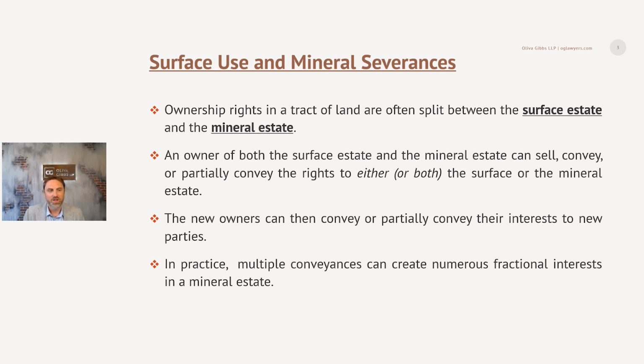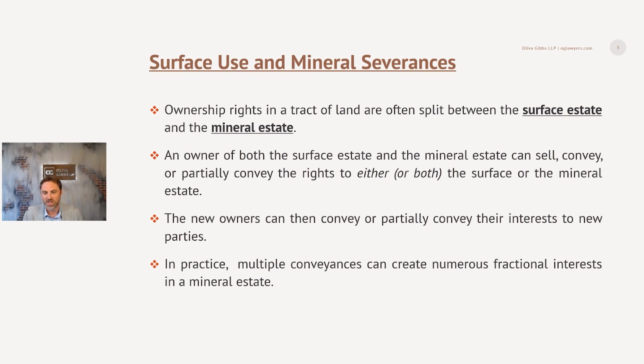So starting off, we'll discuss surface use and mineral severances. As you all know, of course, ownership rights in a tract of land may often be split between the surface estate and the mineral estate. This is sometimes referred to as a mineral severance and is a very common thing to encounter in Texas and just about every producing state. And of course, an owner of both the surface estate and the mineral estate can sell, convey, or partially convey the rights to either, or sometimes both, the surface or the mineral estate.